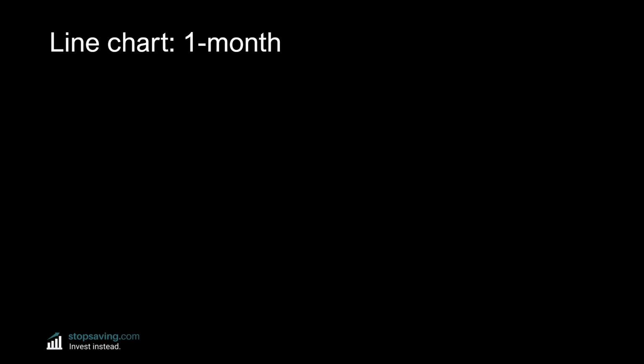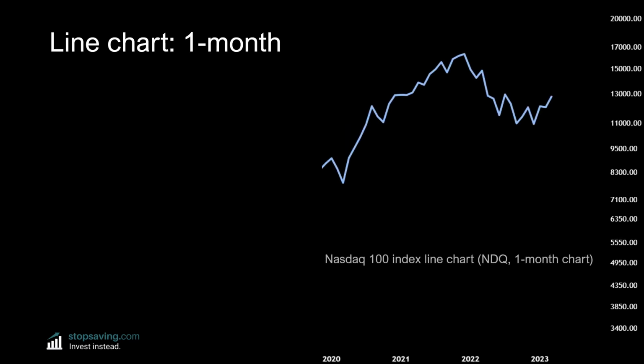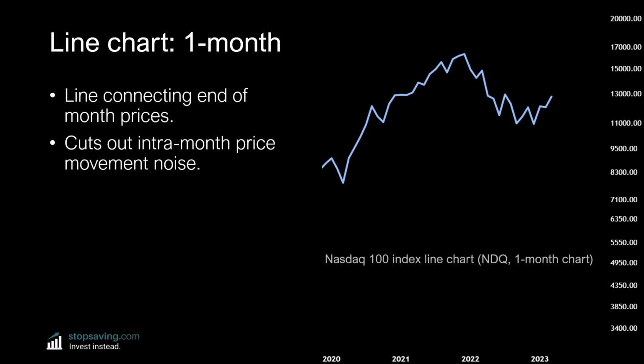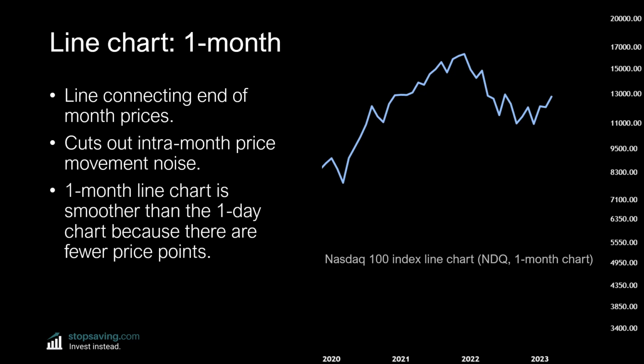And here it is, the Nasdaq 100 one-month line chart. This connects the end-of-month prices, meaning it cuts out any intra-month price noise. Notice how this one-month chart is a lot smoother than the one-day chart from the previous slide. That's because it has fewer price points.